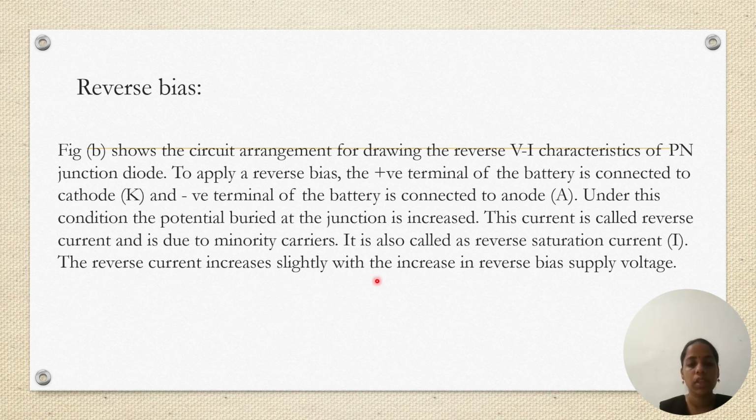We saw p-n junction diode symbol, definition of p-n junction diode, circuit diagram of p-n junction diode, characteristics.